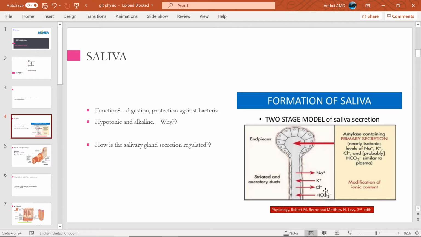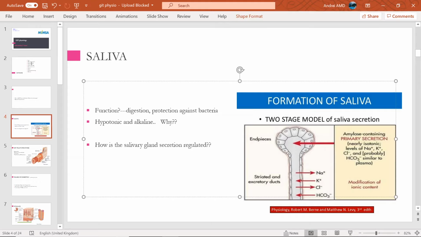And instead, you will get this hydrogen carbonate, and this makes the saliva slightly alkaline. And why are these two important as the characteristics of the saliva? So it's important that it's hypotonic so that you can taste. If it's salty, you won't be able to taste food properly.